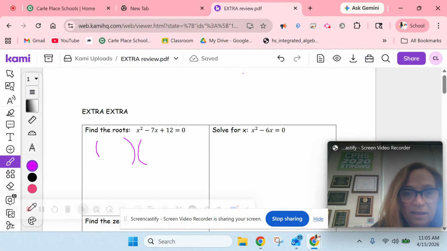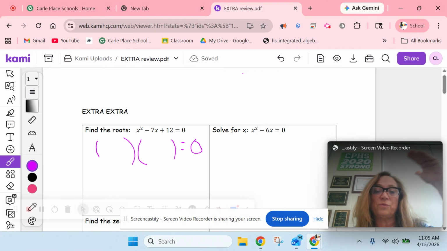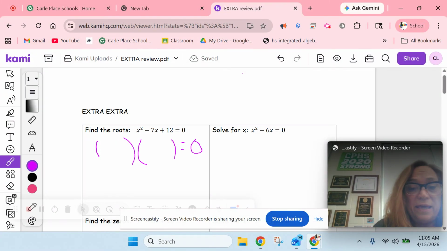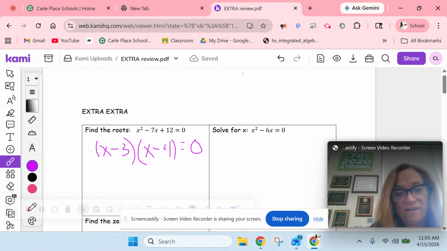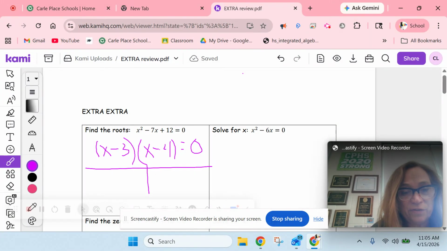And then factor. So it's in standard form because it goes x squared, x, constant. And so I'm looking for factors of 12 that will add to 7. That's going to be x minus 3 and x minus 4. Once I find my factors, I set each factor equal to 0. So x minus 3 equals 0. x minus 4 equals 0.